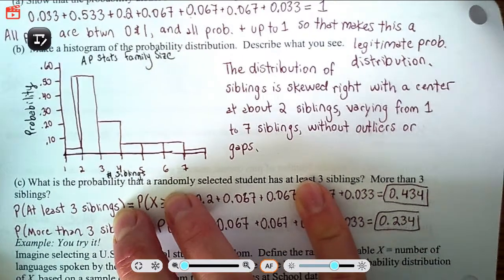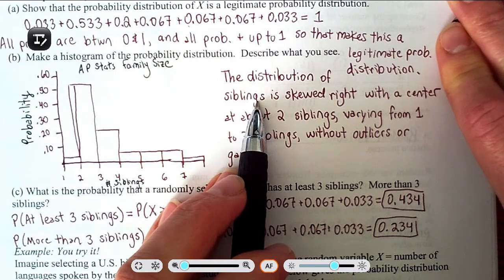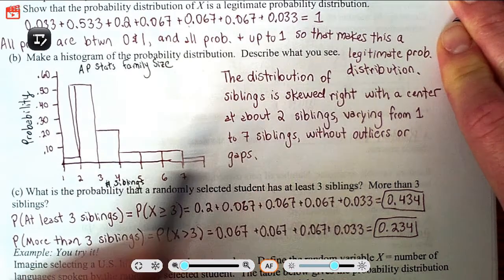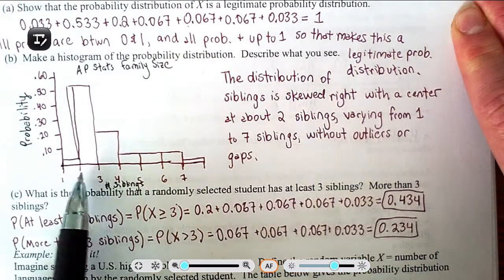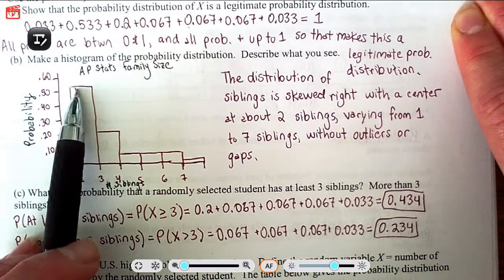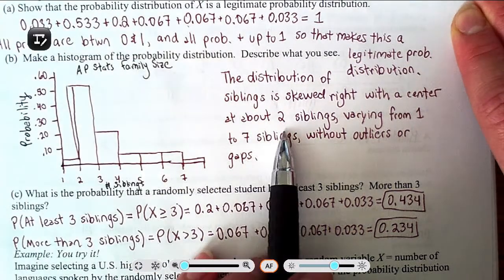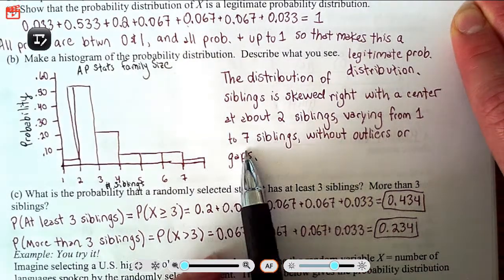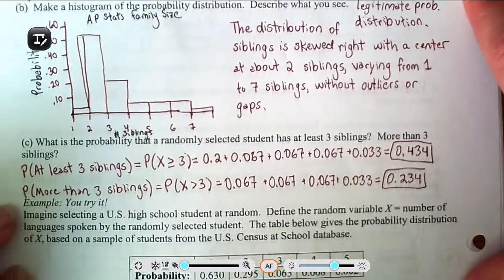For the distribution of siblings, I should mention shape, and maybe a little bit about center, spread, and outliers. The distribution of siblings is skewed right, with a center at about 2 siblings, because that's about where my 50% mark is, because I have about 53% of families having 2 kids. It varies from 1 to 7 siblings, so that's a little bit about spread, without outliers or gaps.